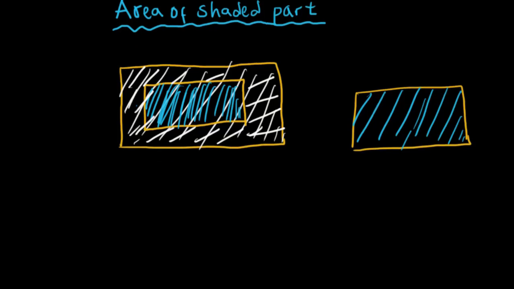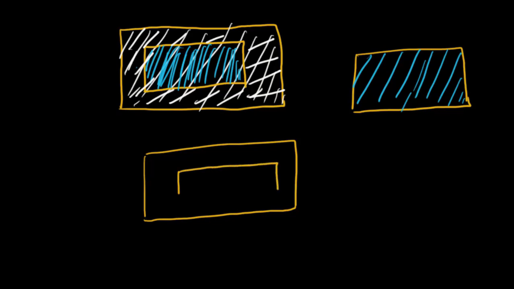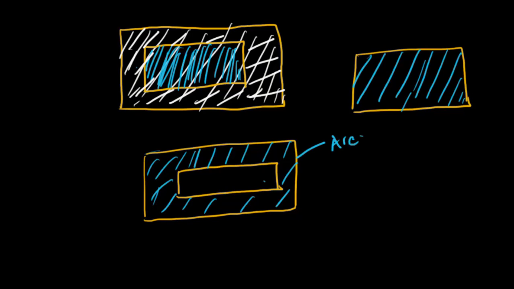Do you understand? Let me redraw it here so that you can get the point perfectly. So we've got two rectangles, a big rectangle and a small rectangle. And then I was told to find the area of this that I'm shading. How do I find it? Now all I need to do is to calculate the area of this big rectangle, and then calculate the area of the small rectangle, and then subtract the area of the small rectangle from the big rectangle.